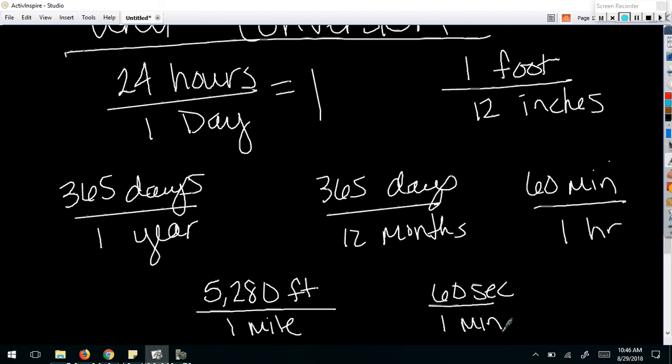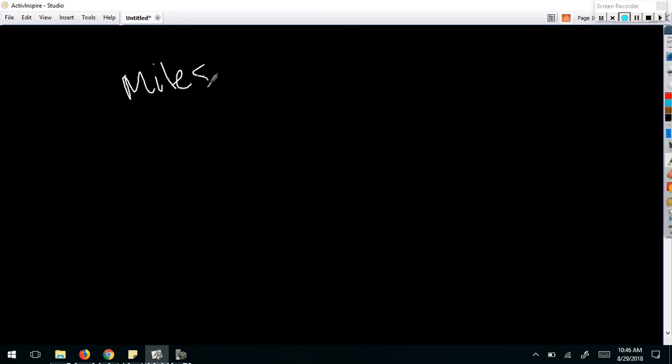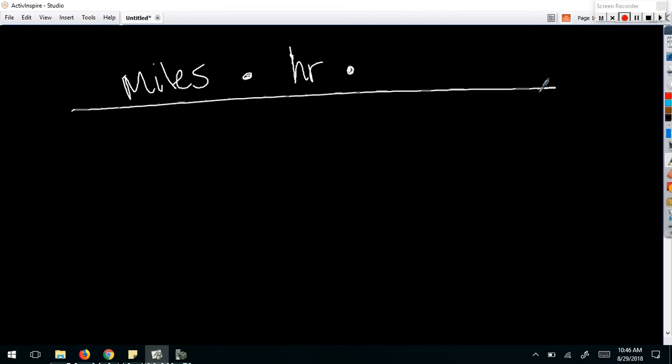Okay, and the reason this is handy is we can convert something from, say, miles per hour to feet per second using these. Okay, and here's how we're going to do it. If you see a fraction that has miles over hour, I'm going to make this a big fraction here.